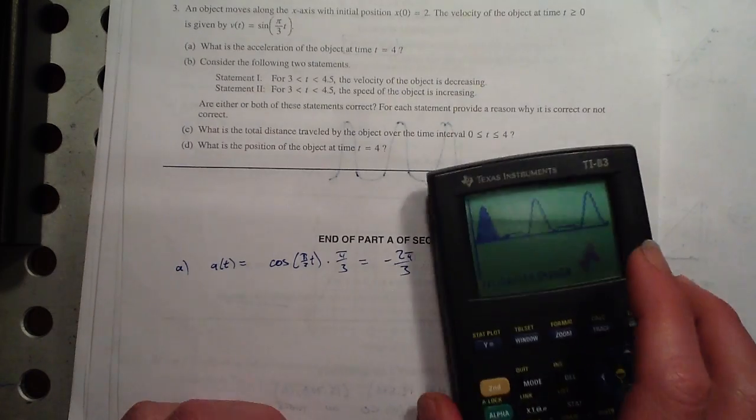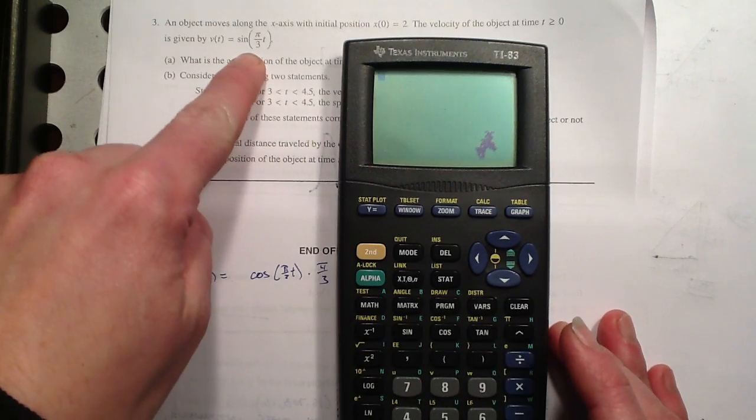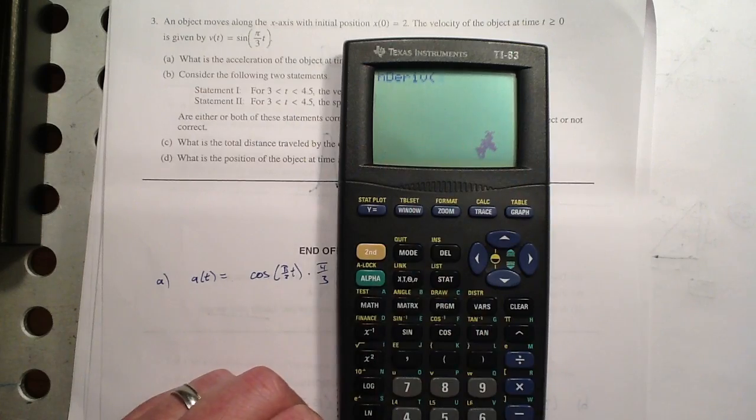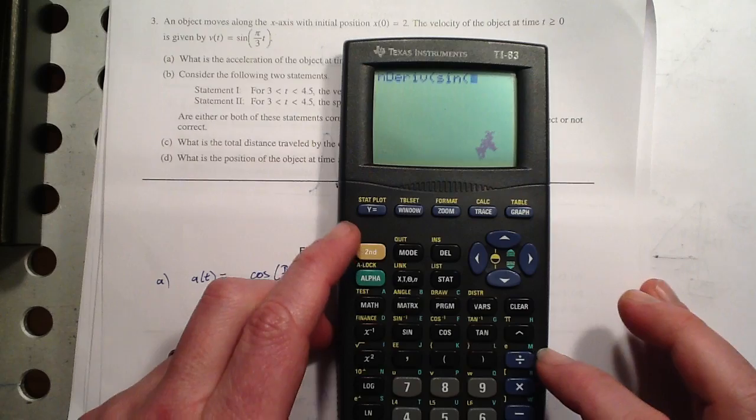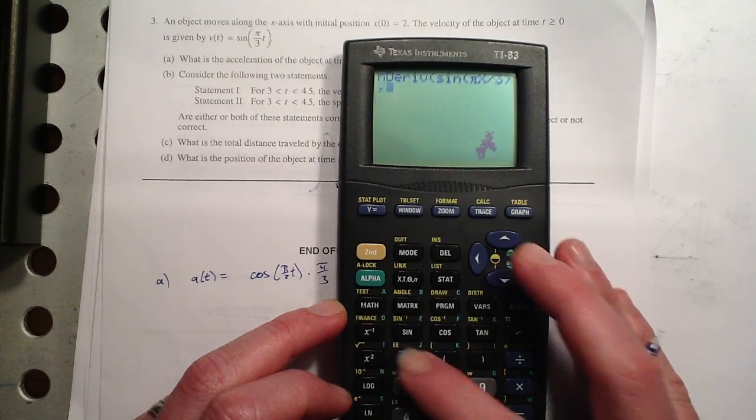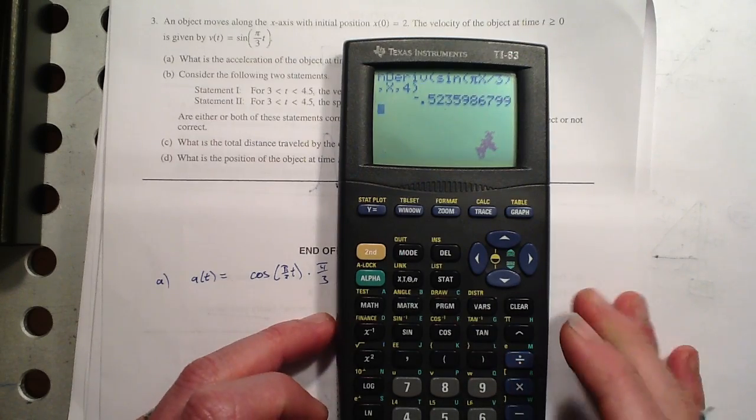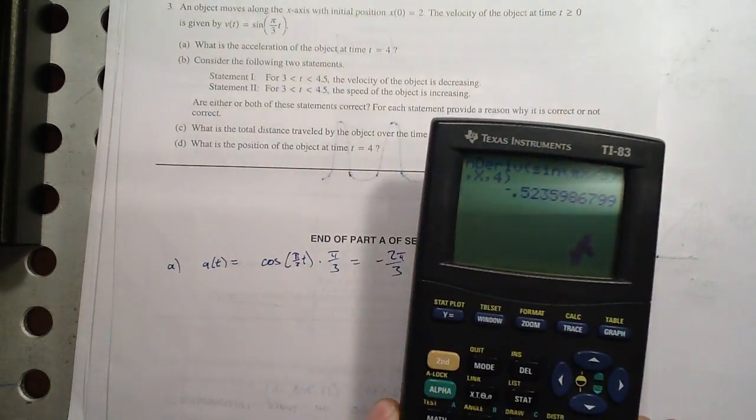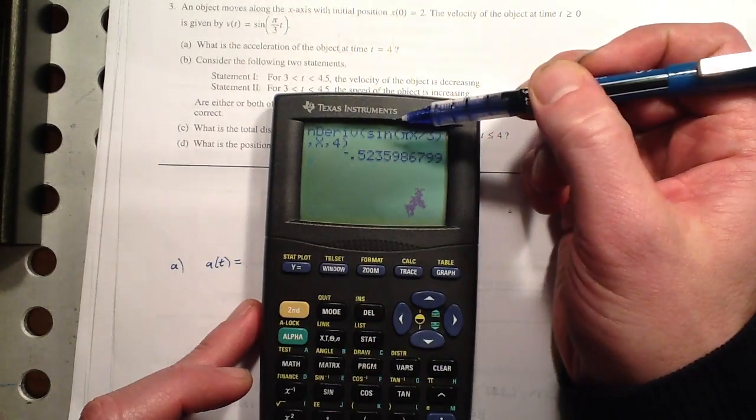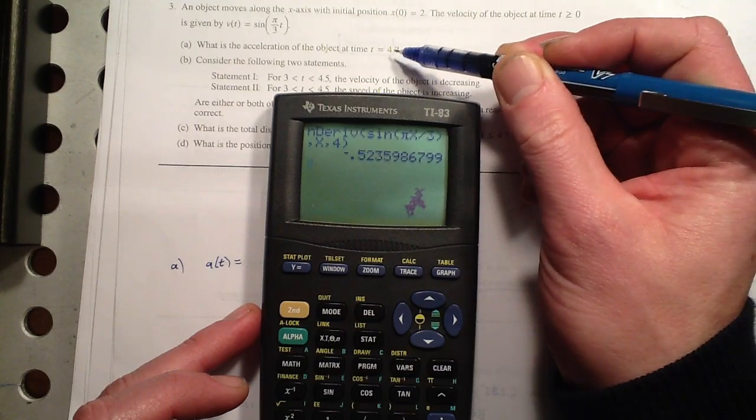But this is a calculator active problem, so we could actually do this. If you can use your calculator, well, why not? So what if you just wanted to find the derivative of this at 4? You can do math, 8, that's the derivative of sine of pi x over 3, comma x. Remember, you always need that comma x. And we want to find the derivative at 4. And that gives us negative, that does not look like it agrees with my answer. I'll have to go back and check mine. Let me just make sure that that's right. That's the derivative of sine of pi x over 3 at 4, right?